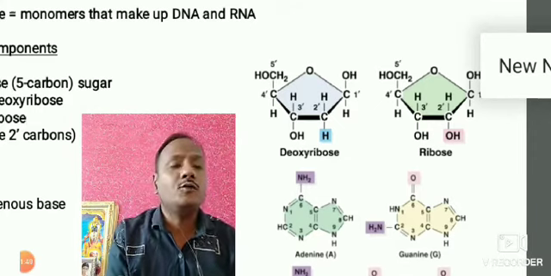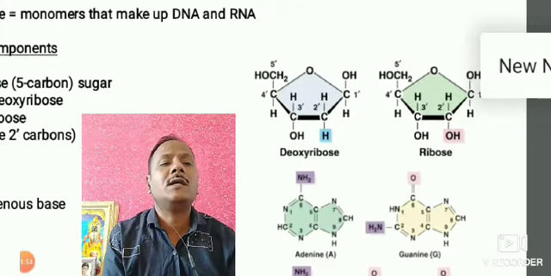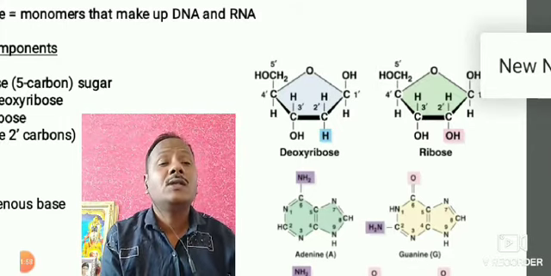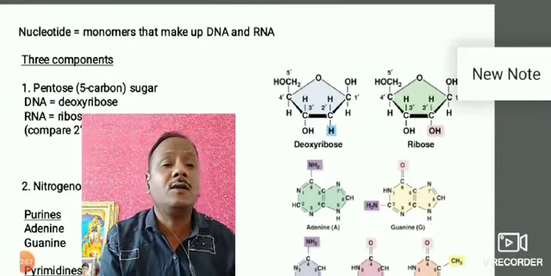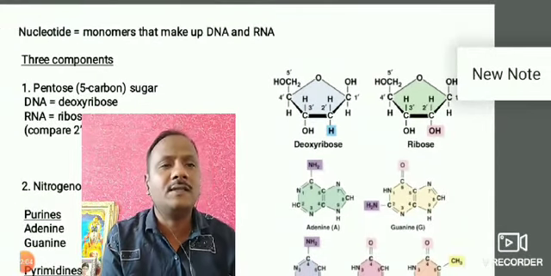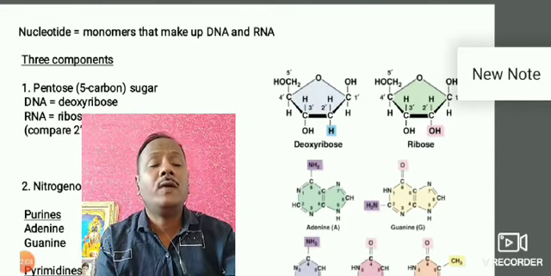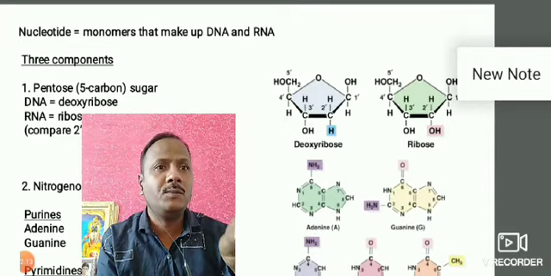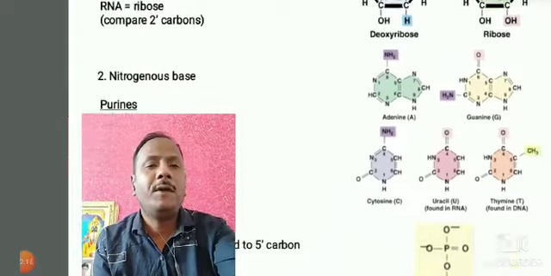At carbon number 2 of ribose there is a hydroxyl group, and in case of deoxyribose, at carbon number 2 there is the presence of hydrogen. On the basis of this difference, DNA is called deoxyribose sugar, and that's why RNA is not that chemically stable, due to the presence of the hydroxyl group at carbon number 2.